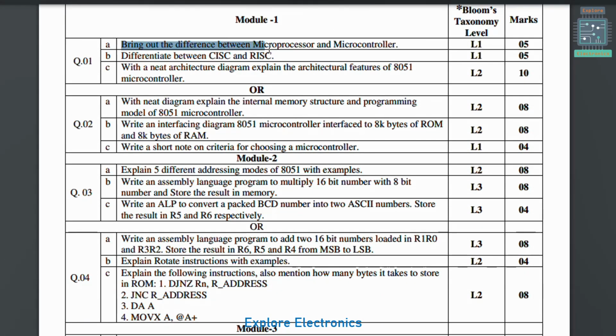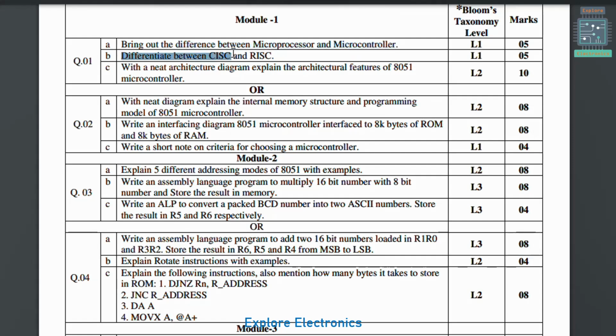Bring out the differences between microprocessor and microcontroller. So this question, you can easily say it is very important. Why? Because it is already asked many times in examinations and also in lab vivas as well as interviews related to embedded system. You will get this question, microprocessor and microcontroller differences. So this is a standout question, very important in this subject.